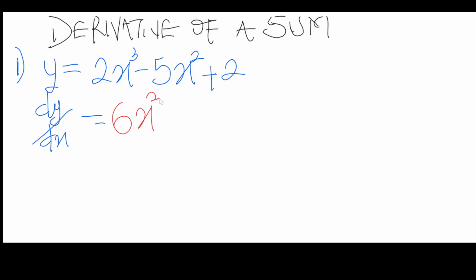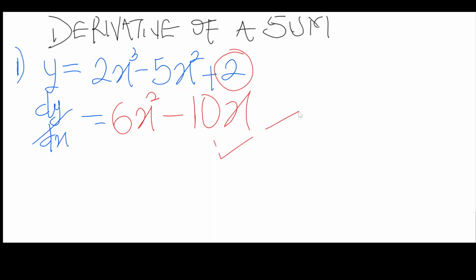Then we have 2 multiplied by negative 5, that's negative 10. So we have minus 10, then x to the power of, we have 2 as the power here. It means 2 minus 1, and that's 1. So I'm going to leave it as negative 10x. Then the differentiation of a constant is always 0. Please take note of that. Differentiating a constant is 0. So the final answer is 6x squared minus 10x, and that's all about it.